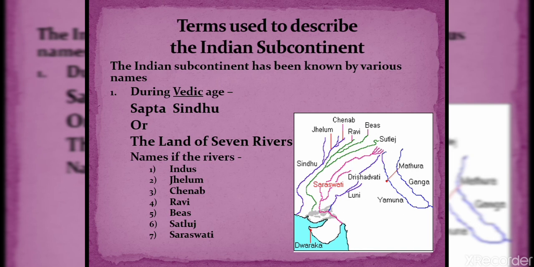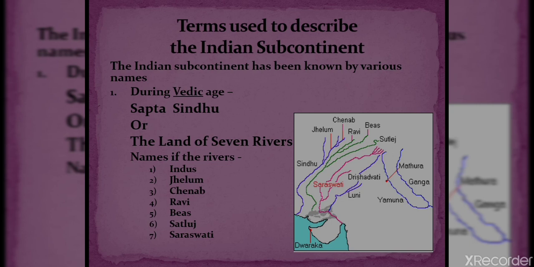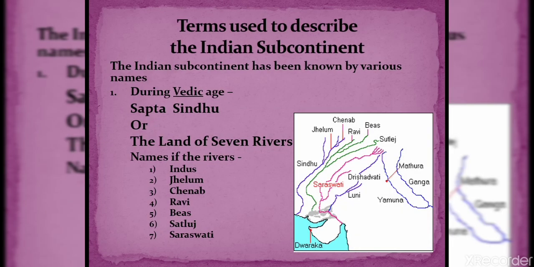Children, see the map. These seven rivers were number one Indus, number two Jhelum, number three Chenab, number four Ravi, number five Byas, number six Satluj, and number seven Saraswati. In Sanskrit, river Indus is called Sindhu. Children, river Saraswati is considered a mythical river. Now it does not flow. Okay?